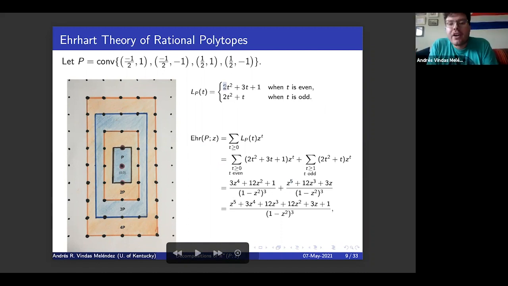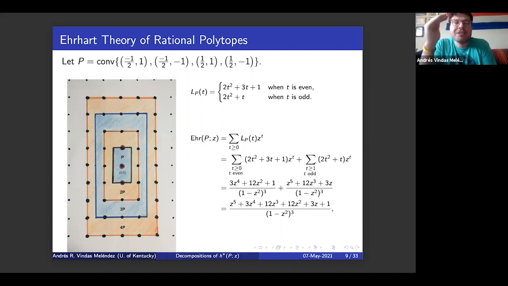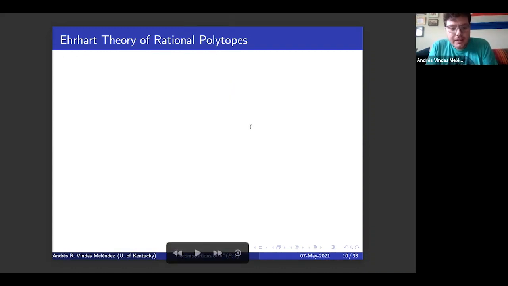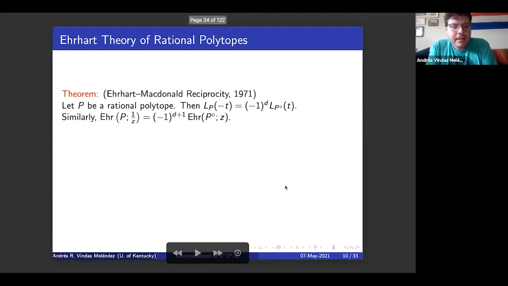I see. Oh, in the Ehrhart quasi-polynomial, yeah, the leading coefficient will always still be the volume. That's right. Yeah, I guess I was misunderstanding the question. Yeah, but the leading term of each of the parts of the quasi-polynomial would be the volume. Awesome. Yeah, these are all great questions. So please continue asking them.